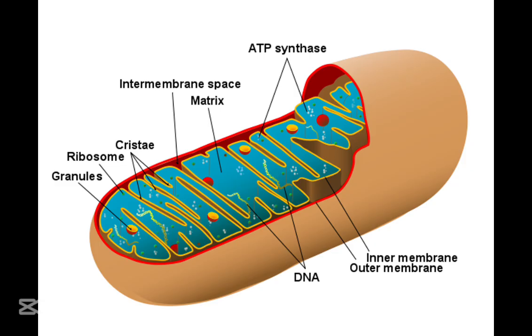Right. And speaking of specialized roles, let's talk about the mitochondria. Those powerhouses of the cell, they're responsible for producing ATP. Yep. The energy currency of the cell through cellular respiration. I remember learning about that. That's how cells break down glucose to release energy, right? Exactly. And their structure is perfectly suited for this task.